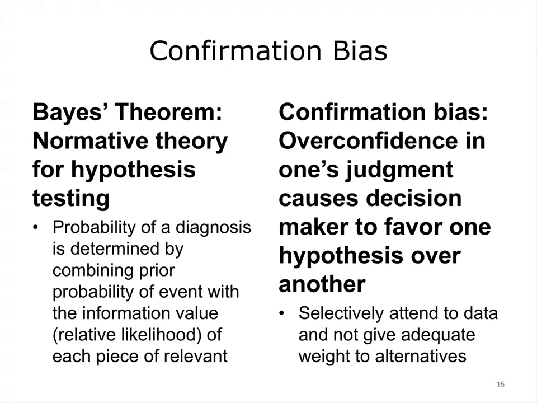Confirmation bias is something that we are all guilty of from time to time. If we have already made up our minds, we are less receptive to the possibility that our decision choice is wrong. We may fail to attend to or ignore the evidence. Overconfidence in one's judgment causes the decision maker to favor one hypothesis over another. We may selectively attend to data and not give adequate weight to alternative possibilities.